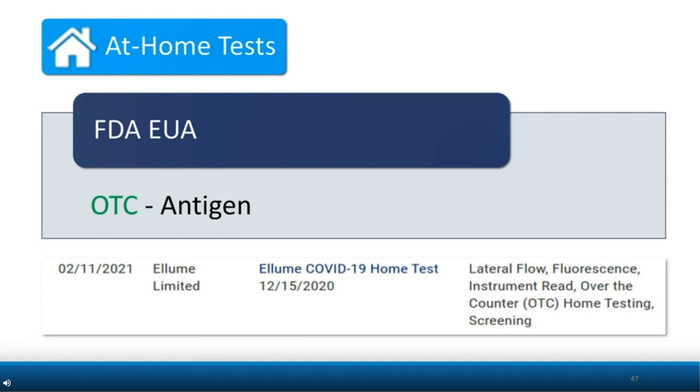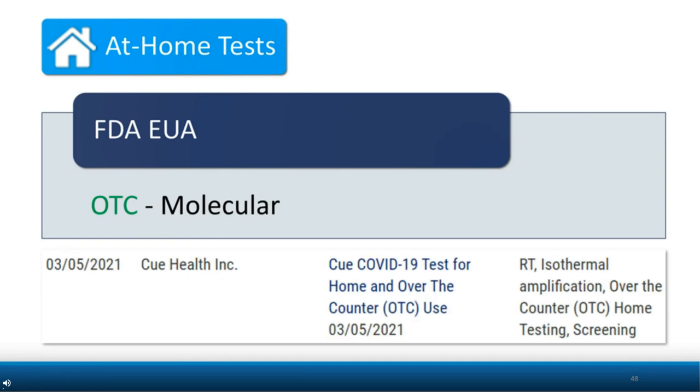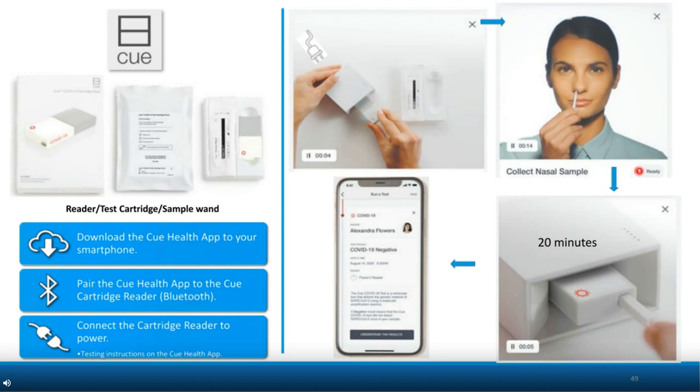There are a few. This is the antigen over-the-counter test that you can pick up in your drugstore from Illumina, that was given an EUA in February of this year. And again, it's an antigen lateral flow assay. And there's also another molecular assay that is over-the-counter, not prescription, that was given an EUA by the FDA in March of this year from Q Health. And I just want to spend the next slide showing you the Q Health assay. It's really quite fascinating. Again, it's not prescription, so you can pick this up in your drugstore.